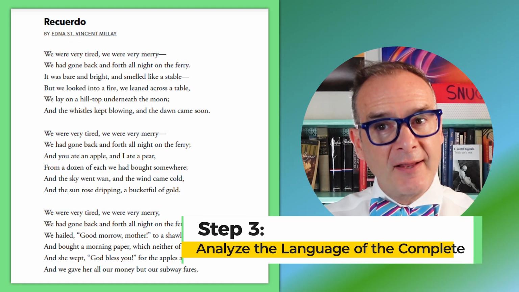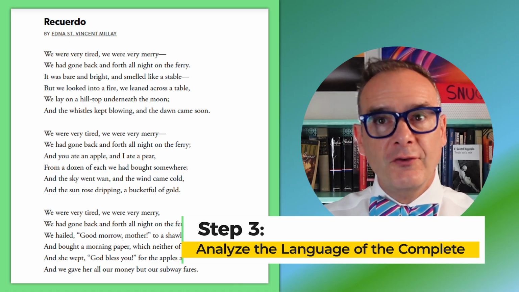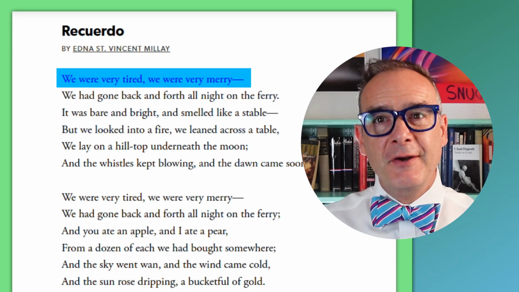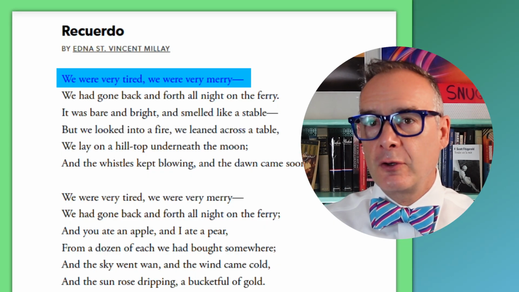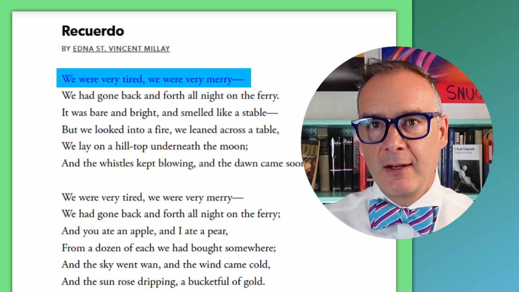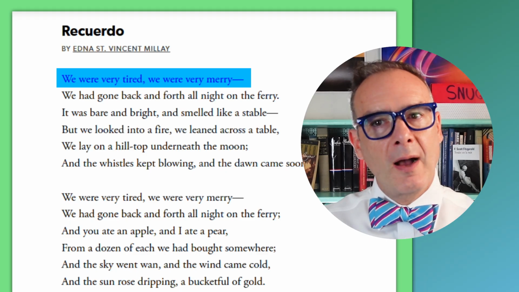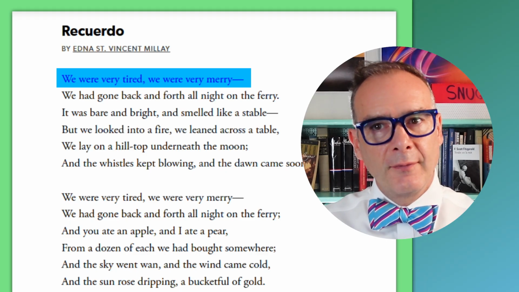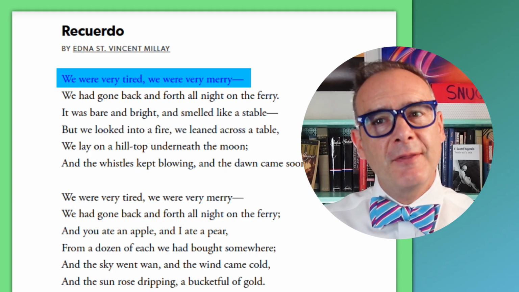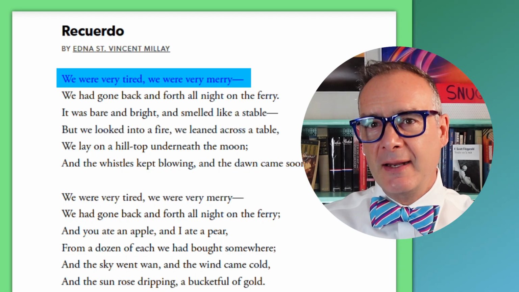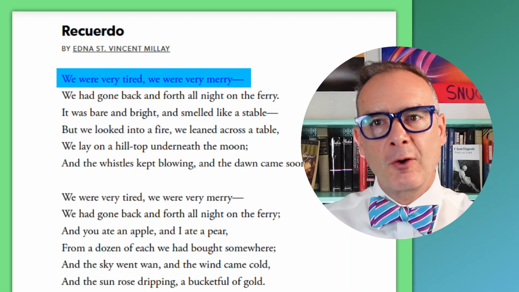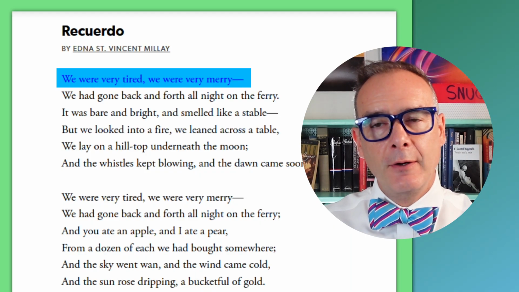Step 3 is to analyze the language of the complete unit. Don't just define the words, examine what they suggest. "We were very tired, we were very merry." Very tired shows physical and emotional exhaustion. Very merry shows joy, celebration, and lightness. Notice how I'm picking somewhat more complex words here than just "happy" or "sad." If your inclination is to write "happy" or "sad," then you might not be thinking deeply about what these words actually mean. Try to use sophisticated language that exactly paraphrases what the author is saying or what you're getting from the poem. Sad and very tired are not the same thing.